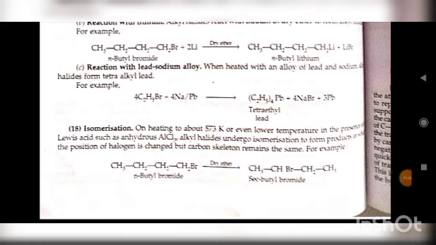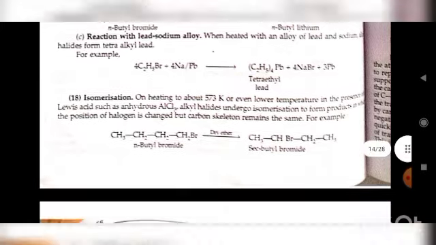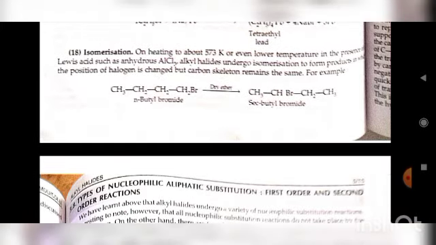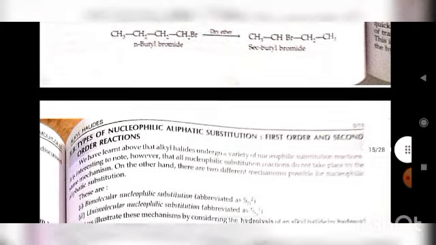Isomerization. On heating to about 573 Kelvin, or even at lower temperatures in the presence of Lewis acids such as anhydrous AlCl3, alkyl halides undergo isomerization to form products in which the position of halogen is changed but the carbon skeleton remains the same. For example, n-butyl bromide in presence of anhydrous AlCl3 gives secondary butyl bromide.